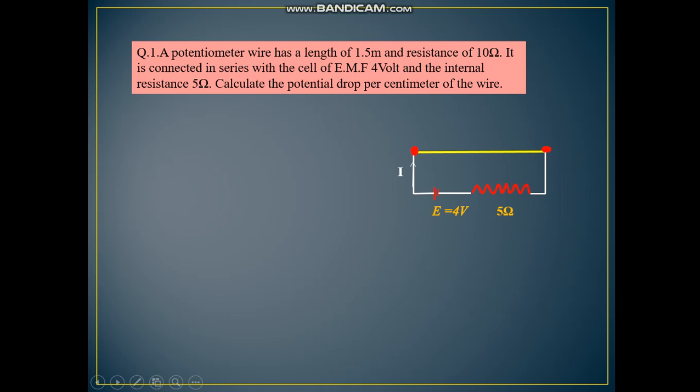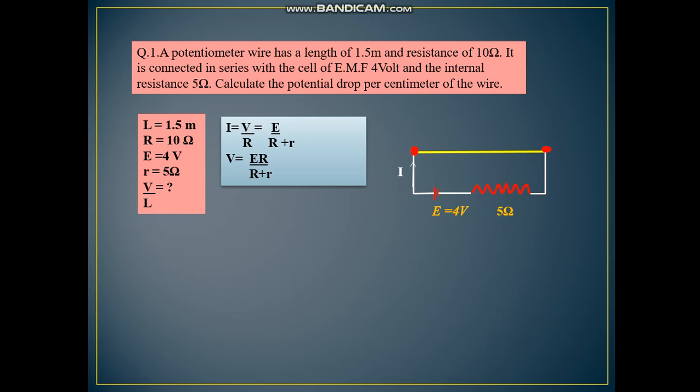So that's the diagram. The yellow line is a wire of length 1.5 meter, capital R as 10 ohm, and E is equal to 4 volt. The internal resistance is equal to 5 ohms. We are supposed to find V upon L. So we use the formula using Ohm's law, I is equal to V upon R, and also I is equal to E upon R plus small r.